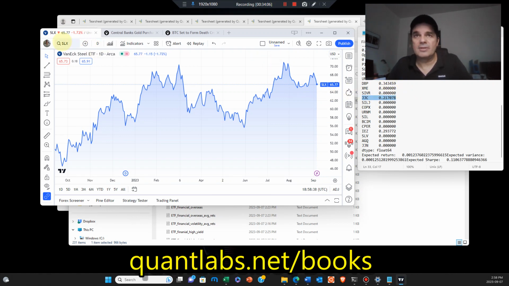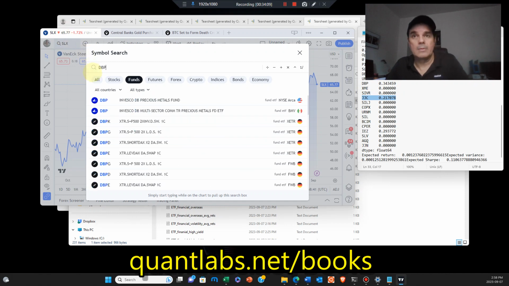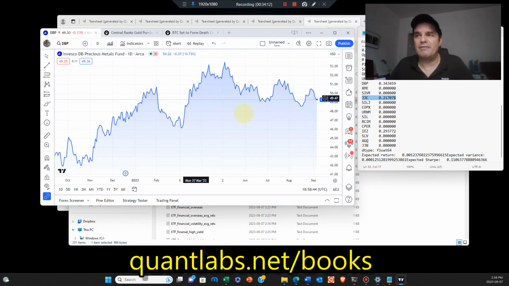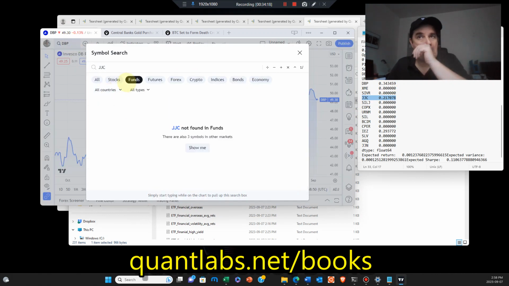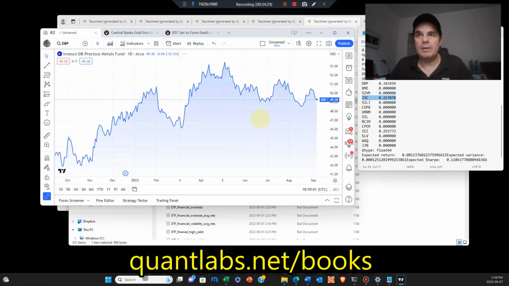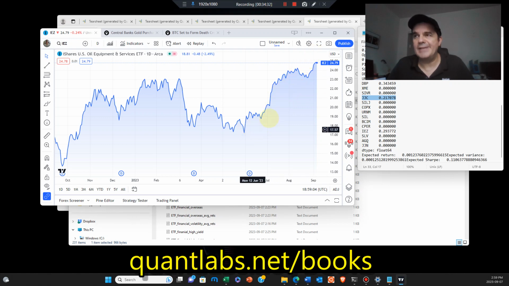I don't know. Let's look at this next one, DBP. Precious Metal Fund. Again, flat. JJC. That's not listed here. So it's not in TradingView for whatever reason. IEZ. Oil equipment. Again, now you can see it's starting to move again. $18 to $24. What's that? 30% return? Pretty good since the end of June. Unreal. Okay, so let's continue along.